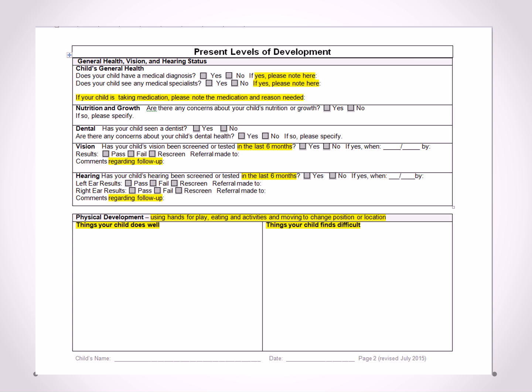Now, under physical development, these same changes, let me talk about the heading first. Under the heading for physical development, it did say on the prior revision to the form, movement and motor skills, and we changed that to say using hands for play, eating and activities, and moving to change position or location to make it more family friendly. The two headings that you'll see here, you're going to see these changes in all sections of development. So it used to say things I do well and things I find difficult or need help with. Now it's going to say things your child does well and things your child finds difficult.